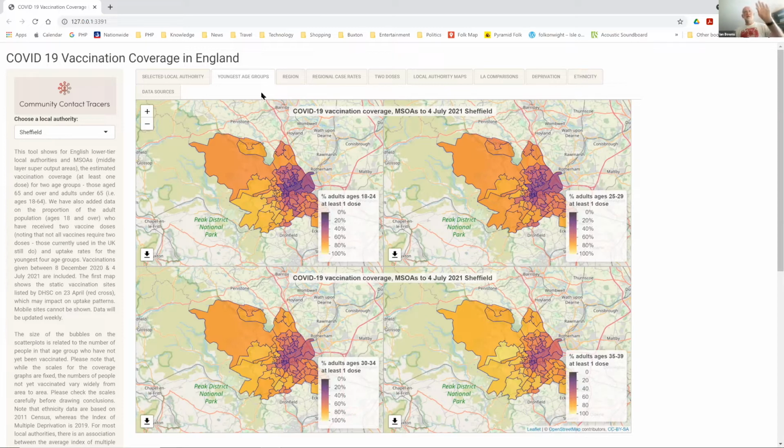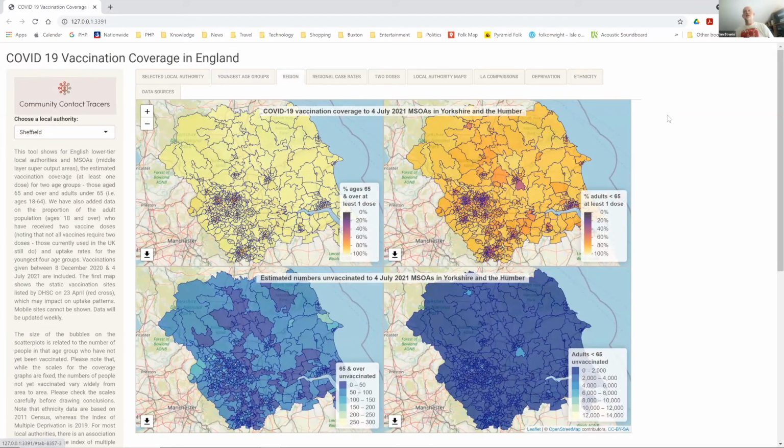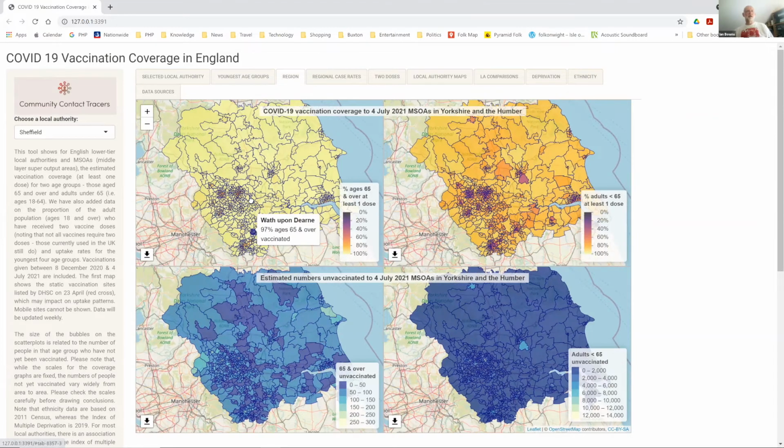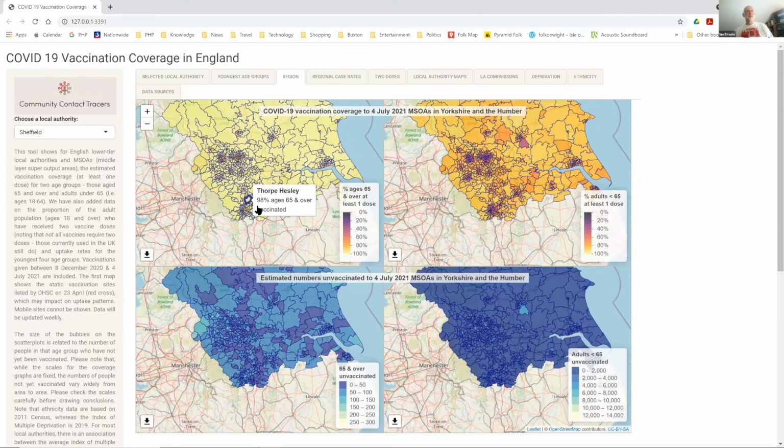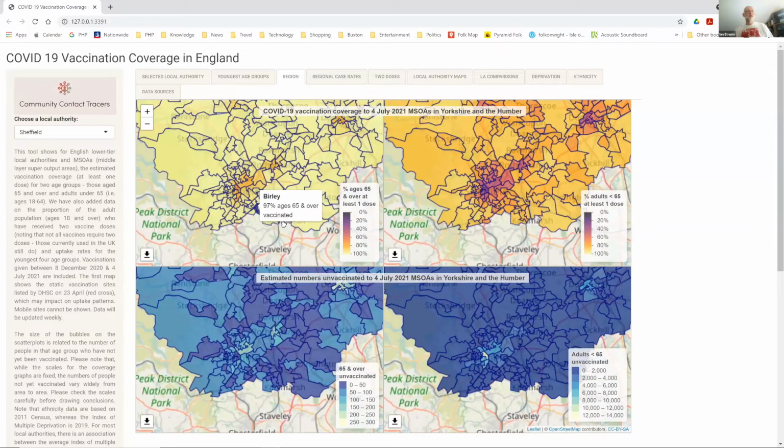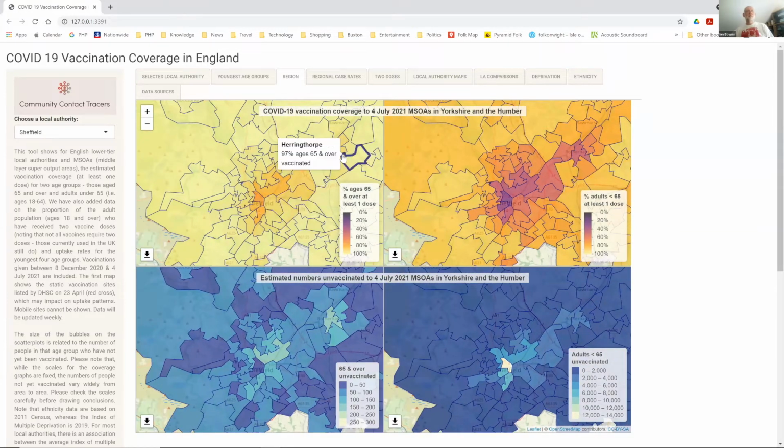Now, having familiarized you, I hope, with the basic view of these maps, I'll just go on to a couple more things that you might find useful. I thought it would be useful for people in one area to be able to look at the surrounding areas. So, for example, here is a map of the entire region that Sheffield's in. So you can look at Sheffield, but you can then look over the border into what's happening in neighbouring Rotherham or Barnsley to the north for various age groups.